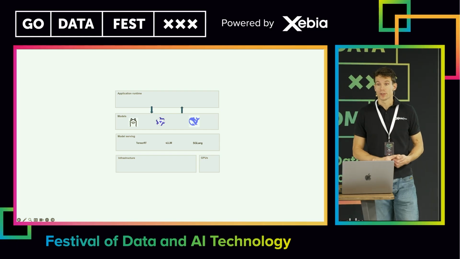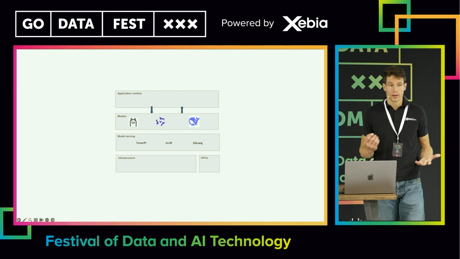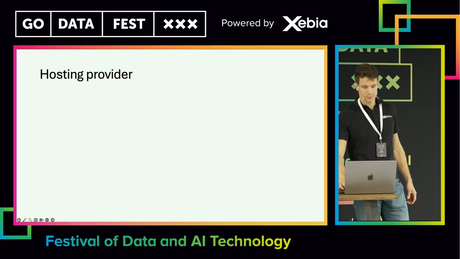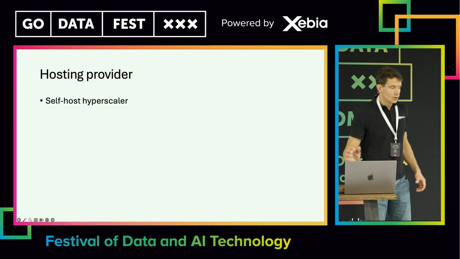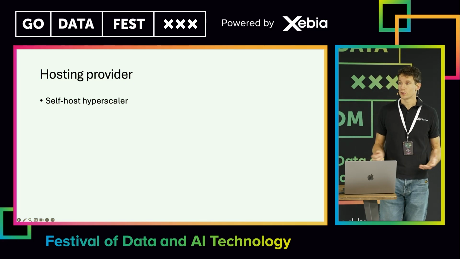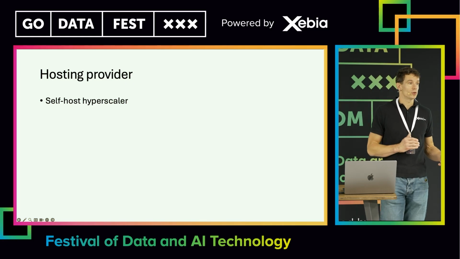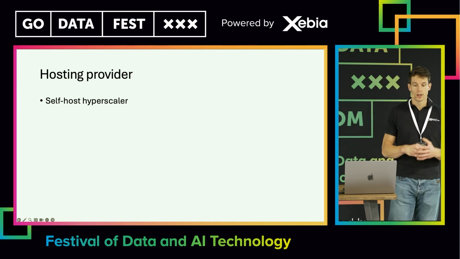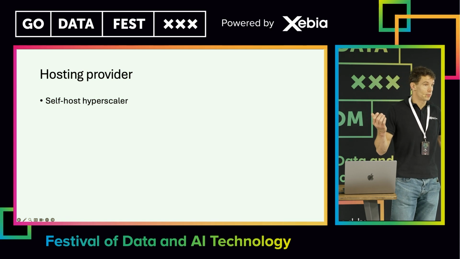Okay, so we have models now, we have a serving framework. Where are we going to run our LLM? In general, there are three options that we can pick. First, we can self-host on a hyperscaler. So we're not going to use the SaaS providers, but we're going to run it ourselves on something like GCP.